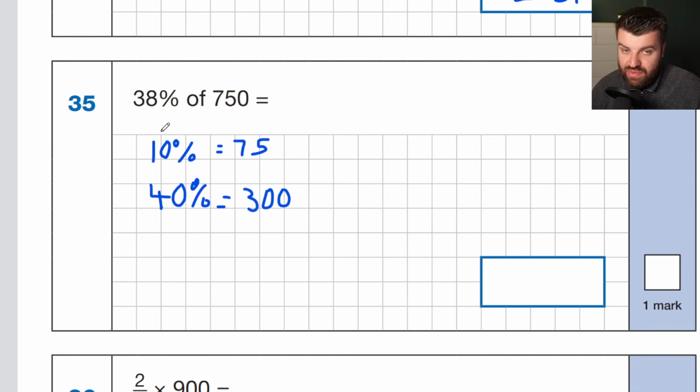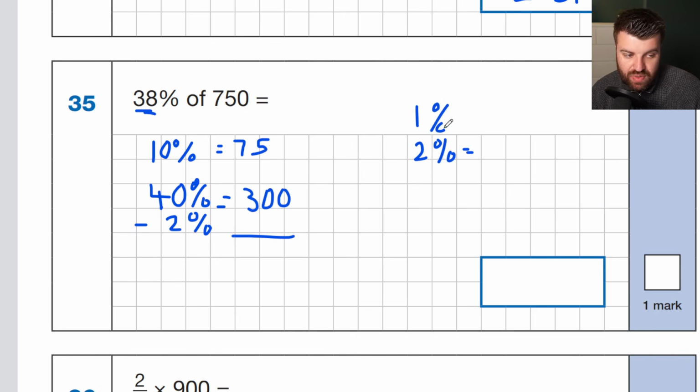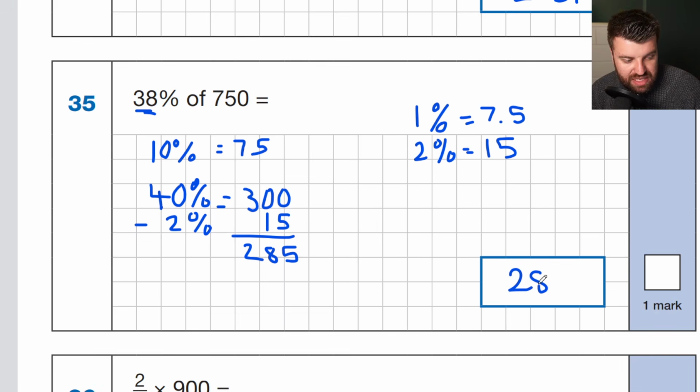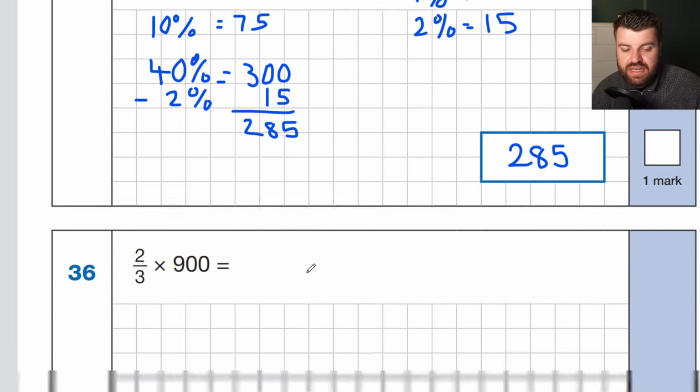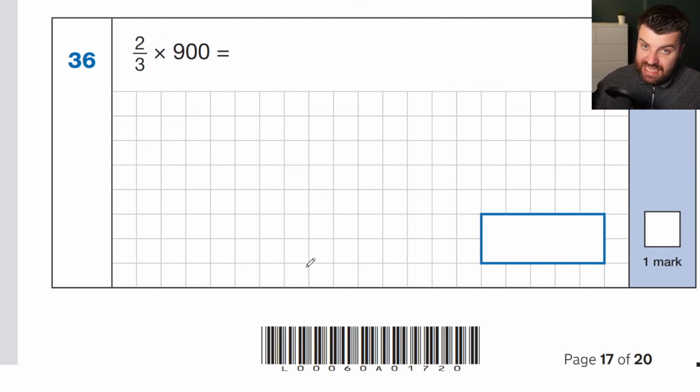Now, why is 40% really useful? Because it's so close to 38. So I'm going to take off 2%, and that'll give you my answer. So over here, I'm going to work out what 2% is. 2% is double 1%, and 1% is always easy to work out. 750 divided by 100 gets us 7.5. So double that gets us to 15. So I know all I need to do now is go to 40%, take away 2%, and the answer is 285. So well done there if you put 285. Again, guys, you could have done it a different way. You could have worked out 30%, worked out 1%, and then managed to get up to 8 and added that on. Lots of different ways to do percentage questions. It's down to you what you think is the best way.